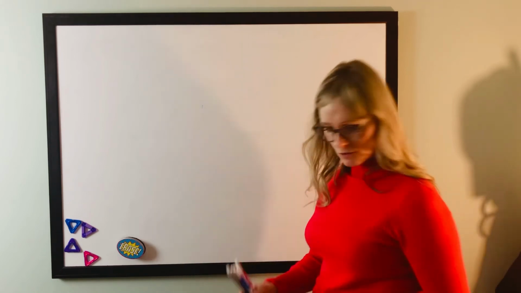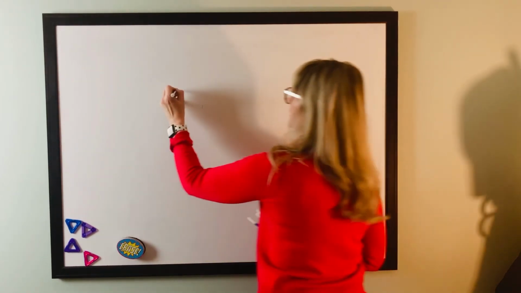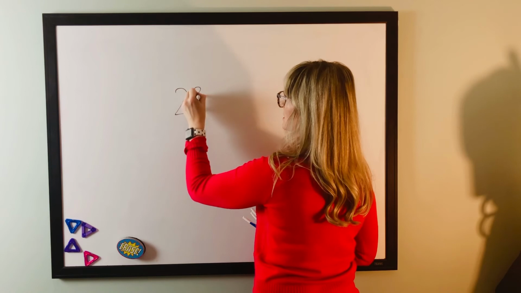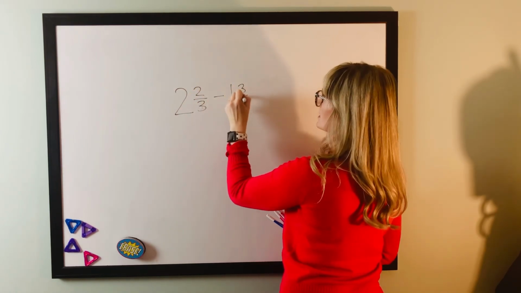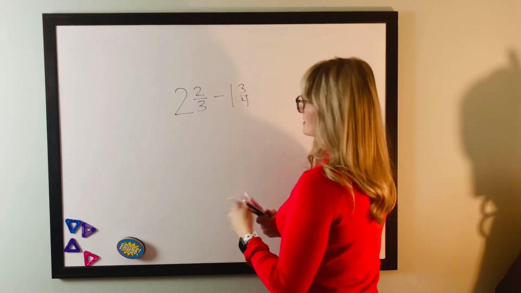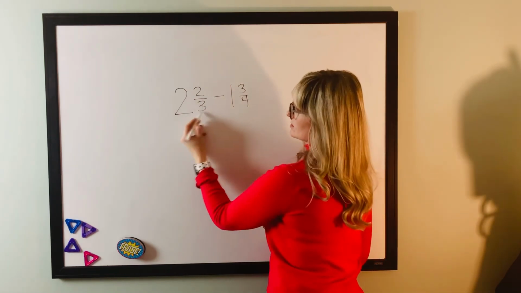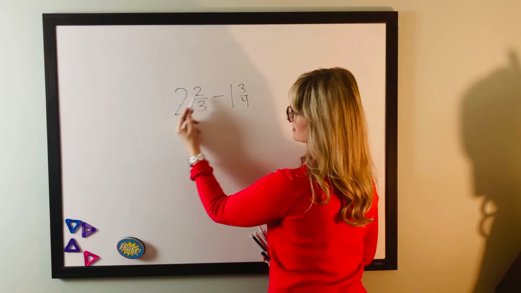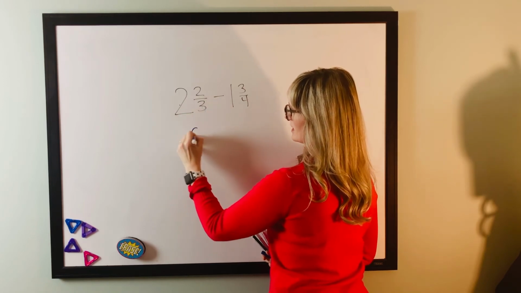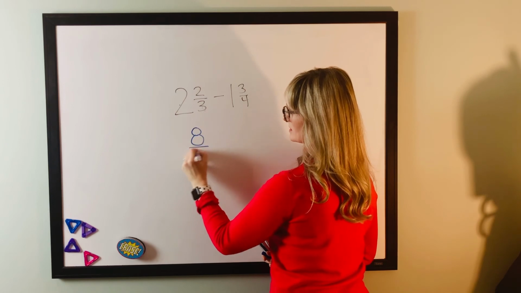Okay, what else might you have? Oh, you guys will have at least one question where you have something like this. 2 2/3 take away 1 3/4, let's say. The easiest, most efficient way is to change this into an improper fraction first. So 3 times 2 is 6, plus 2 is 8. So that's the same as saying 8/3.